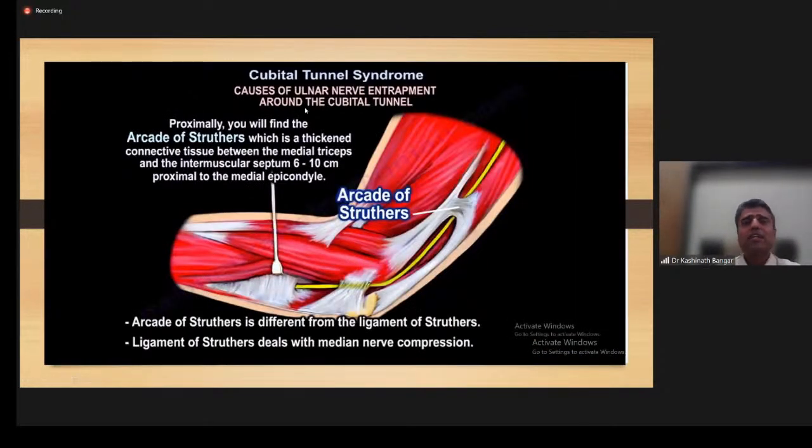Now, there are various causes of ulnar nerve entrapment around the cubital tunnel. So we have seen that this is the cubital tunnel. The first is the arcade of Struthers. This is the arcade of Struthers. It is nothing but connective tissue between the triceps and the intermuscular septum, just 6 to 10 centimeters proximal to the medial epicondyle. This is not the commonest site. The commonest site is at the cubital tunnel. The arcade of Struthers is different from the ligament of Struthers.